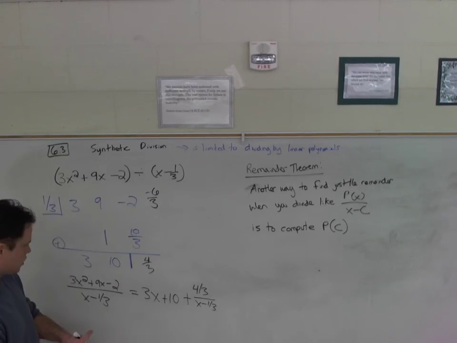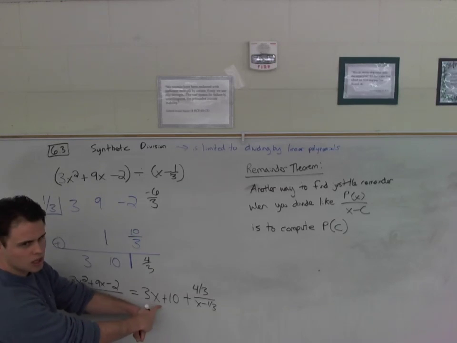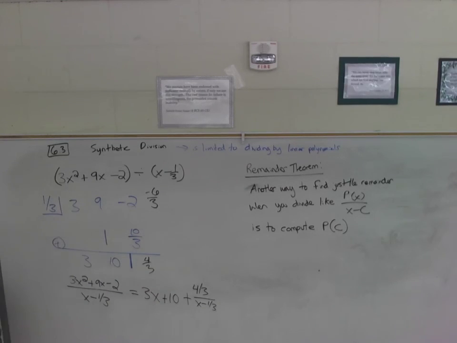If you need the quotient, if you want this 3x plus 10 thing, this really can't help you, okay? But if you just want the remainder, this will do the job, and it's easier probably than synthetic division. You can do it either way. Synthetic division is pretty fast too. It's kind of up to you. It's a judgment call, okay?